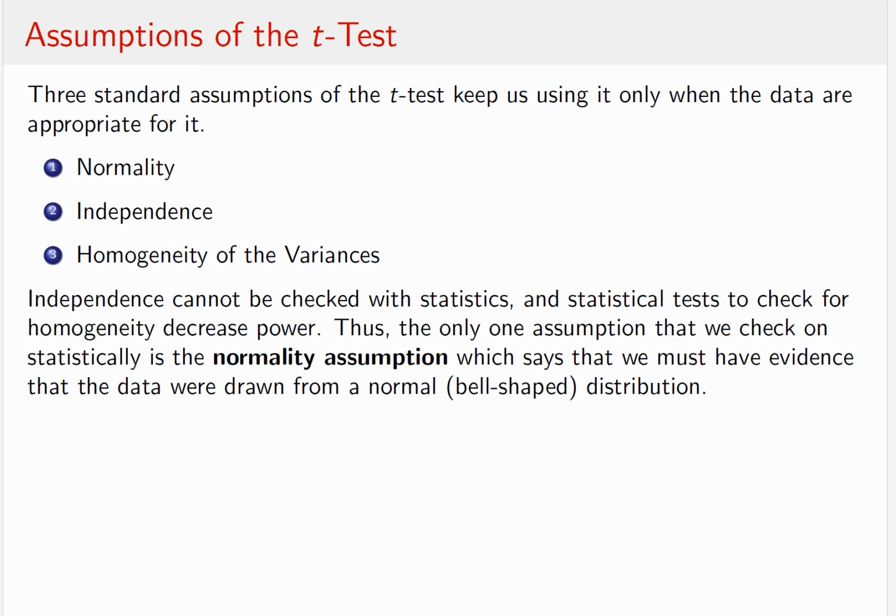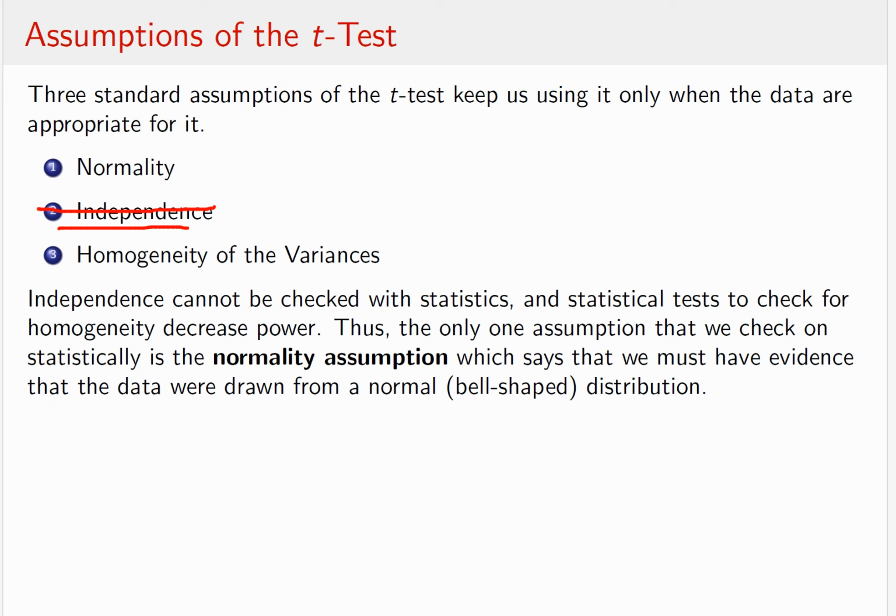The assumptions of the t-test, and this is true for several other tests, these are the common assumptions for statistical tests like linear regression, ANOVA, the t-tests, right? So what are they? Normality, independence, and homogeneity of the variances. Okay, so let's start with independence. Why? Because we can't check it. It's not a statistical idea.